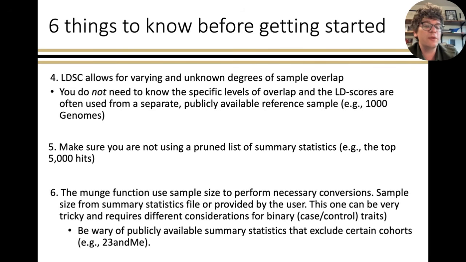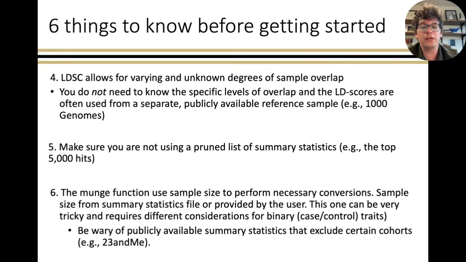The fifth point is just to make sure that you're not using a pruned list of, say, just the GWAS hits. You typically want to see at least 1 million rows in that GWAS data set that you're providing as input to munge. And then finally, the sixth point is probably the trickiest, which is how to get the correct sample size to provide to munge.